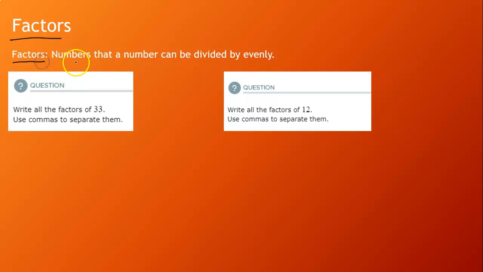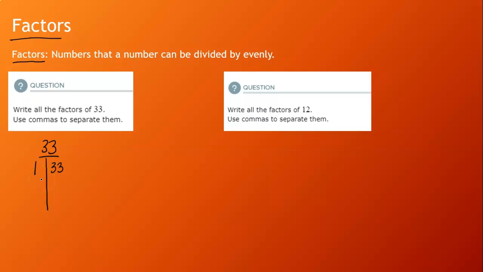So the definition of a factor: factors are numbers that a number can be divided by evenly. So our first question says we want to write all the factors of 33. We're going to use commas to separate those. I use a T-chart to help me find my factors. We always start with the factors that every number has. Every number has at least two factors because 1 and itself is always a factor.